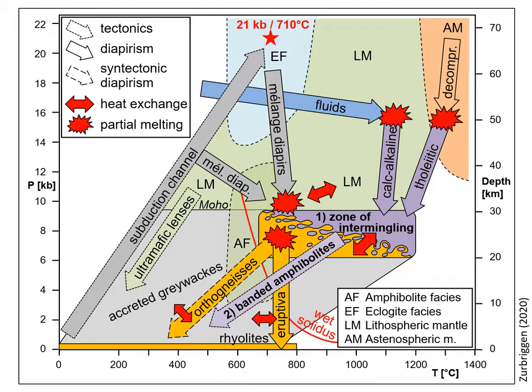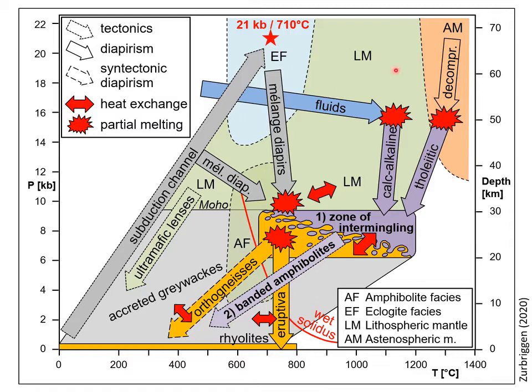The same information from the previous slide can be drawn in a pressure temperature diagram. So we have here the subduction channel where we subduct greywacke to great depth. Also the oceanic plate goes down here where we produce the eclogites. We have also asthenospheric mantle which can come in and fill the space underneath the growing accretionary complex.